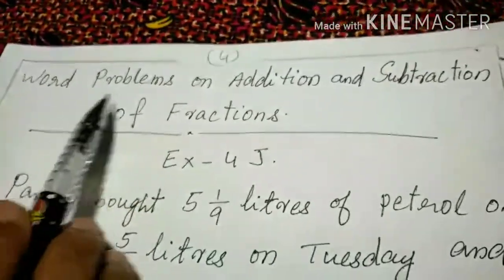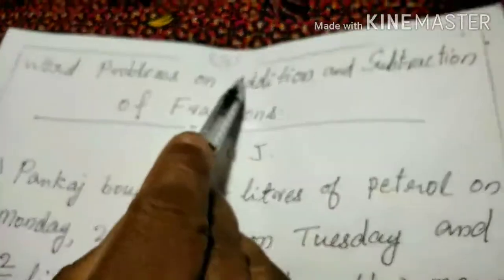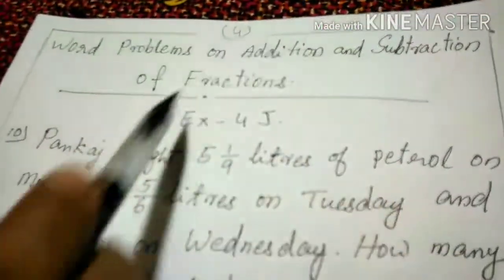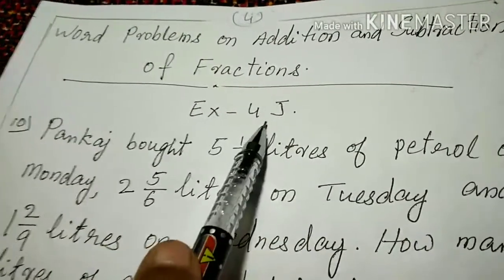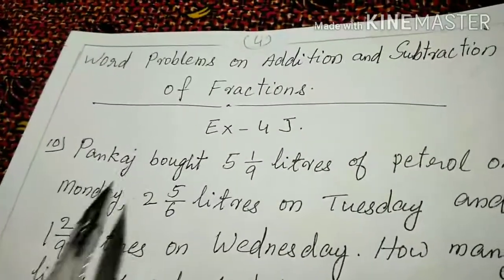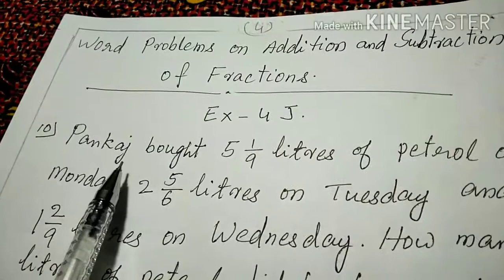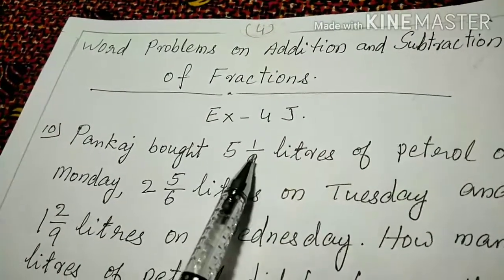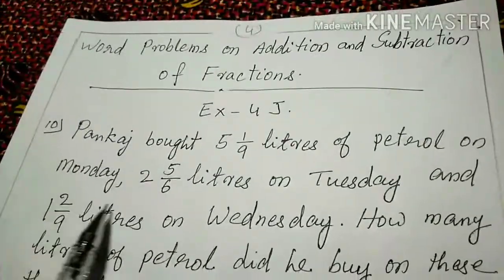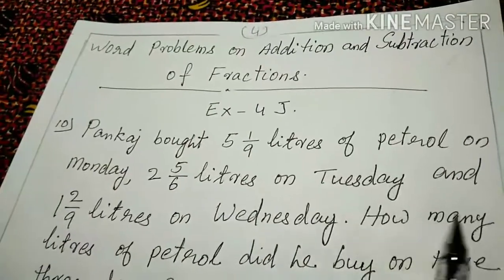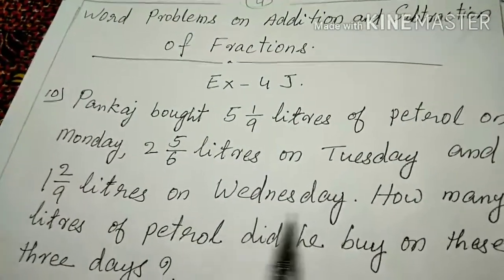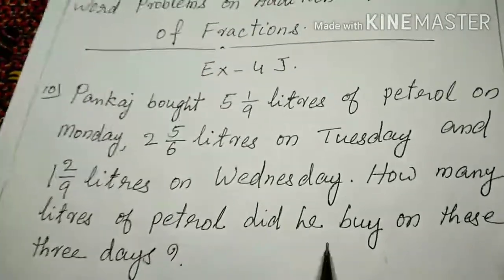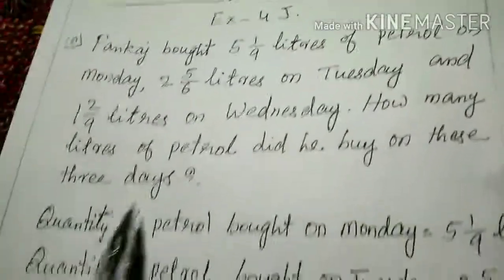Next part is word problems on addition and subtraction of fractions. These questions are given in your exercise 4J, question number 10. That is the last question. The question: Pankaj bought 5 1/9 liters of petrol on Monday, 2 5/6 liters on Tuesday, and 1 2/9 liters on Wednesday. How many liters of petrol did he buy on these 3 days?